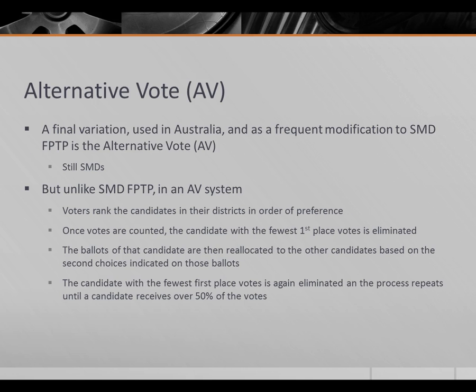The final system we're going to look at is the alternate vote system. And I say it's a system, but really it's just a variation on SMDFPTP. This is used in Australia and other countries as a frequent modification to SMDFPTP. You still have some single member districts, but unlike SMDFPTP, in the AV system, voters rank candidates in their districts in order of preference.